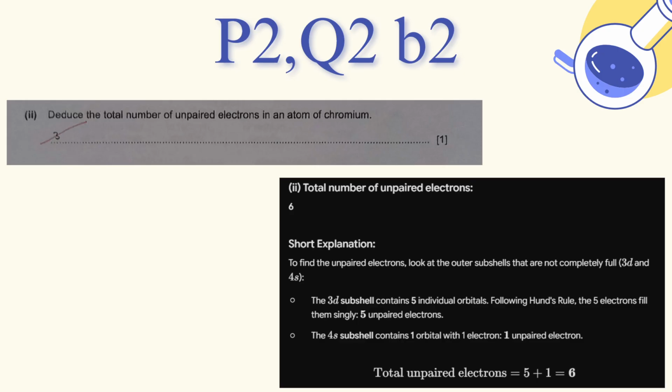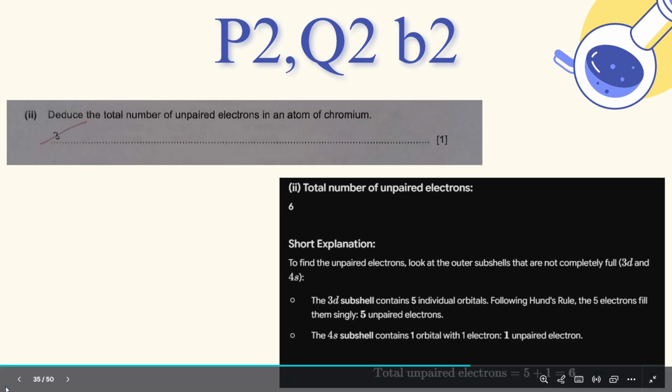This is the total number of unpaired electrons in an atom of chromium. Total number of unpaired electrons is 6. To find the unpaired electrons, look at the outer subshells that are not completely full, 3d and 4s. The 3d subshell contains 5 individual orbitals, filling by Hund's rule. The 5 electrons fill them singly, so 5 unpaired electrons. The 4s subshell has 1 orbital with 1 electron, which means 1 unpaired electron, so the total number of unpaired electrons is 6.